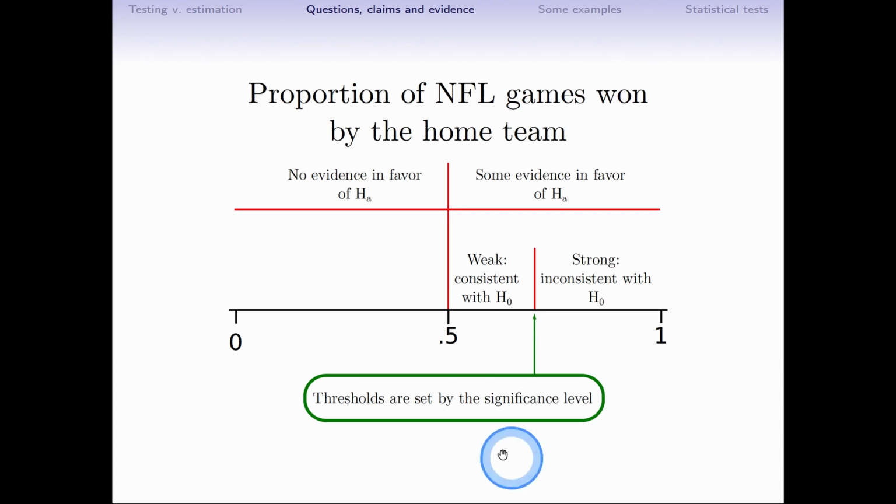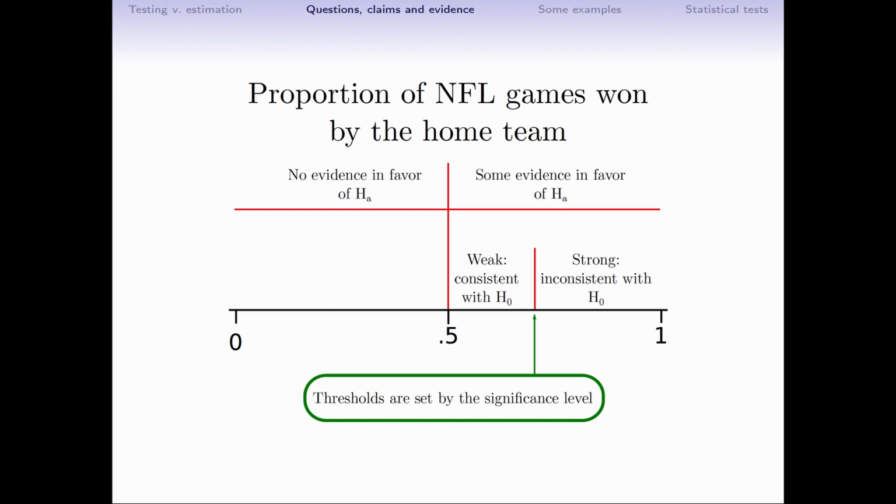Now, we know that P hat will have to fall between 0 and 1. It's going to land somewhere on this number line. But I claim that this automatically is going to divide our number line into two pieces. There's the piece between 0 and 0.5. If P hat lands between 0 and 0.5, I claim that that provides no evidence in favor of the alternative hypothesis. So, for example, if at the end of the season the home teams have won only 48% of the games, that provides us with no evidence at all in favor of the claim that P is strictly bigger than 0.5.